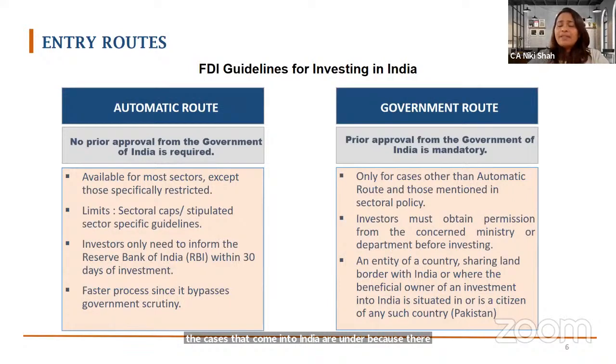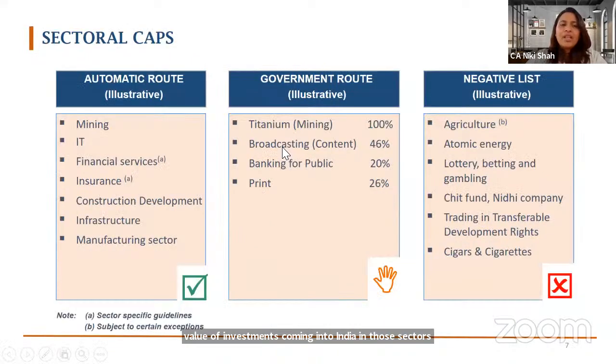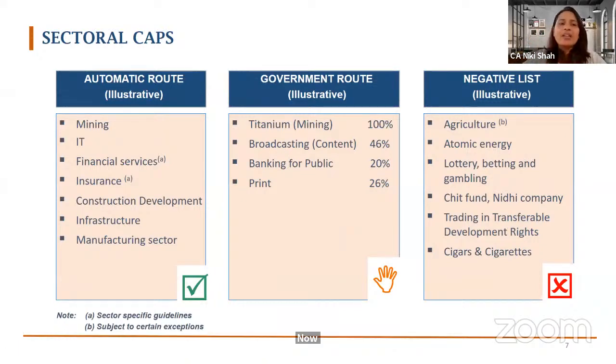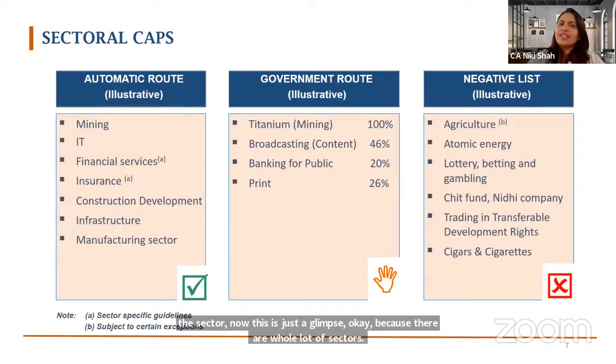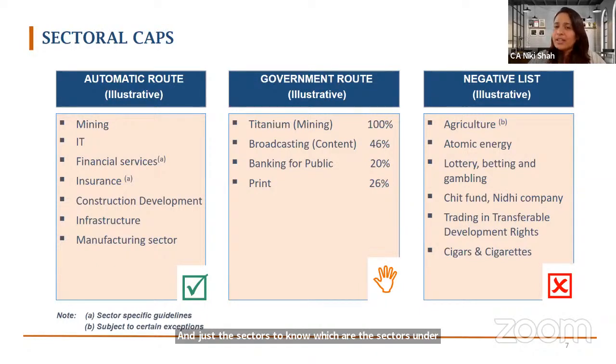Though, even if I say this, this may not be true in terms of the value of investments, because a huge value of investments comes into India in those sectors which are restricted, which happens through the government. Now, the sectors, this is just a glimpse, okay? Because there are a whole lot of sectors. Hence, just the sectors to know which are the sectors under the government route or the negative list.